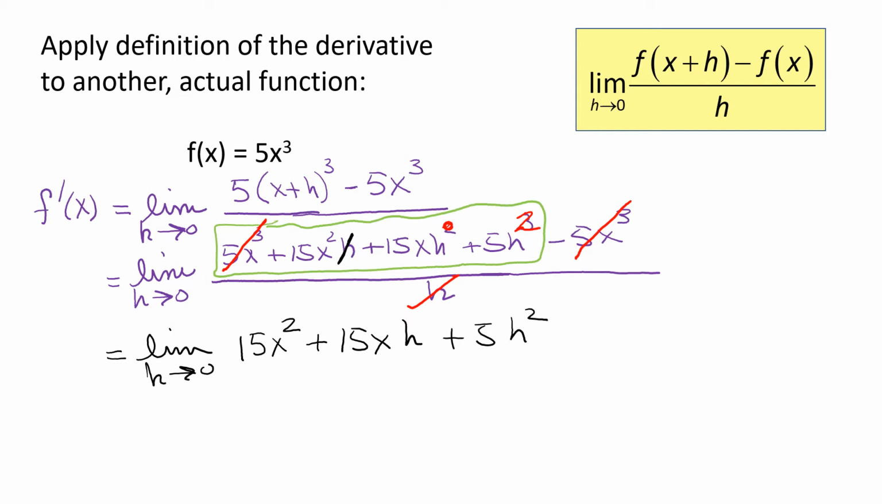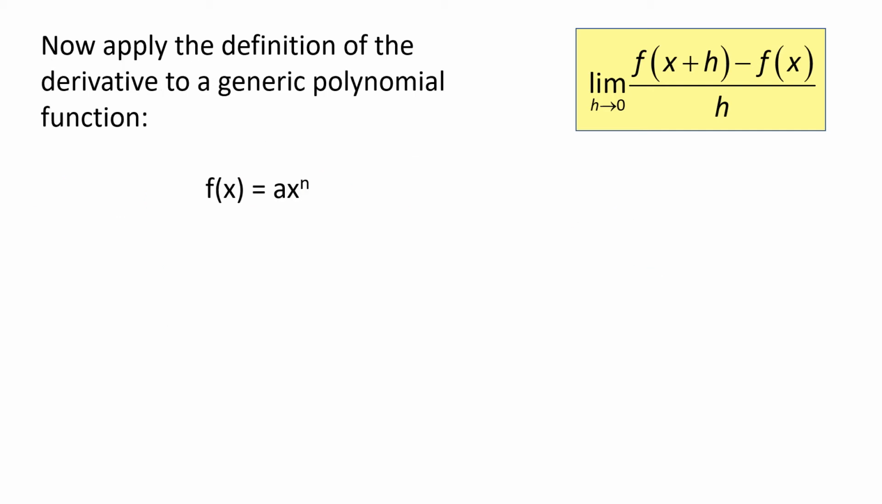Again, another easy limit to take because we don't get any funny business like square root of a negative number or division by zero or something like that. And this goes away, this goes away. And what we end up with for a derivative of f is 15x squared. Now, between the last function that we did, x squared, and this function, 5x cubed, you may have noticed a pattern. And that's what we're going to look at next. We're going to find a general rule for taking derivatives of functions of this form right here.